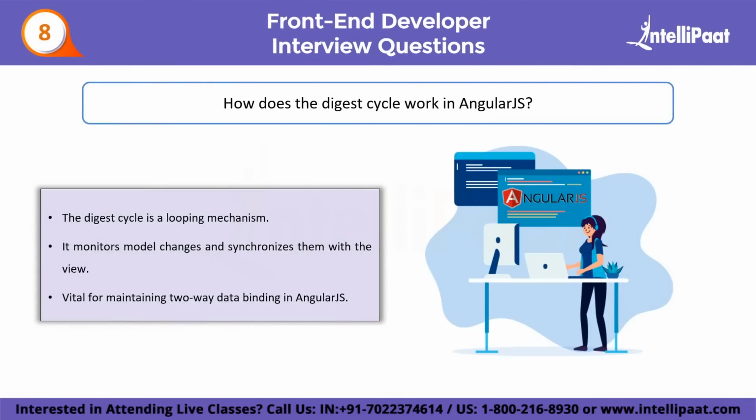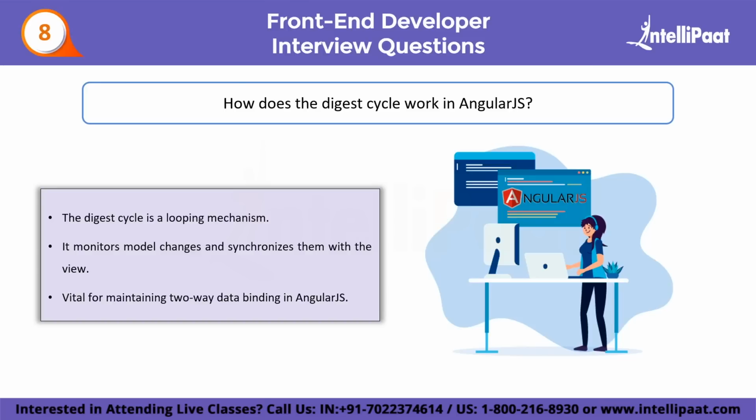Moving on to the next question. How does the digest cycle work in AngularJS? The answer to this question is, in AngularJS, the digest cycle is a fundamental component related to the two-way data binding mechanism. It is the process through which AngularJS detects changes in the application data and updates the DOM, which is the document object model, to reflect those changes.